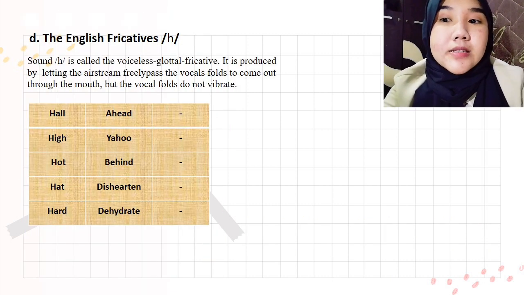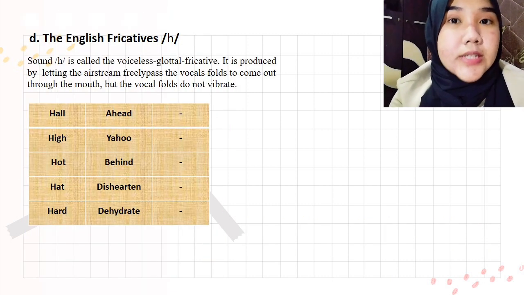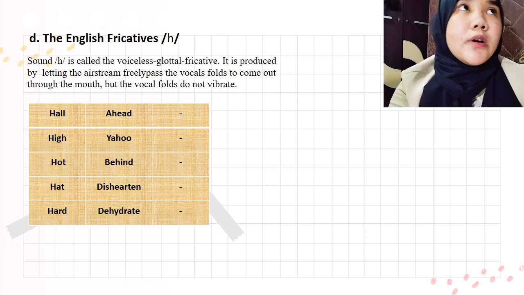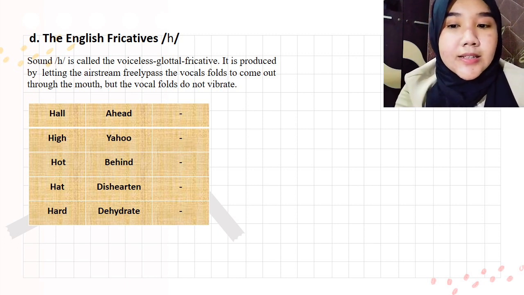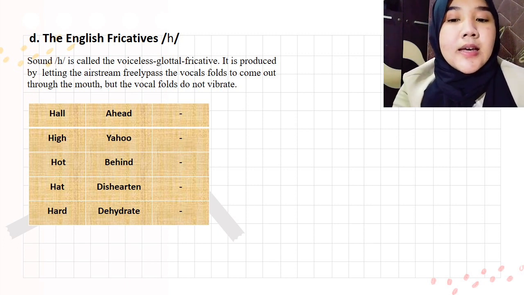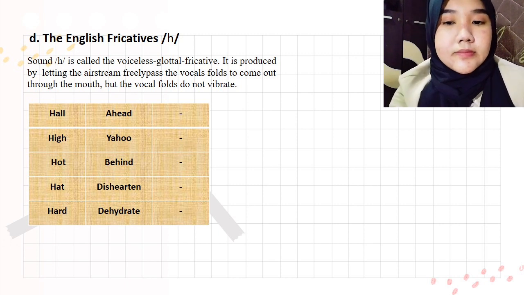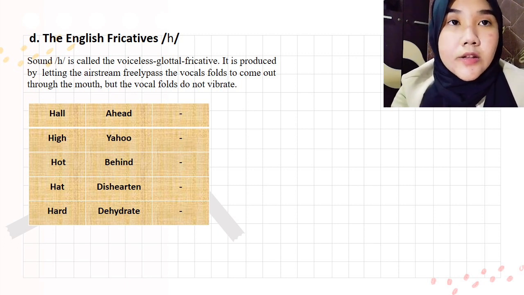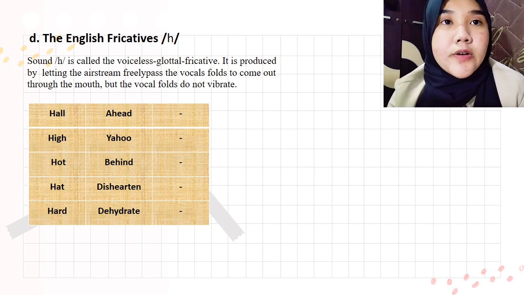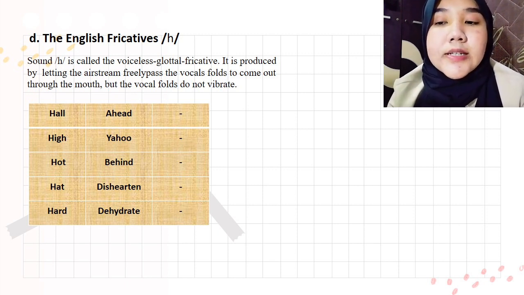And this is the last part of the English fricatives. If the former have partners, the latter does not. This is the sound h. The sound h is unvoiced. English fricative h is called the voiceless glottal fricative.